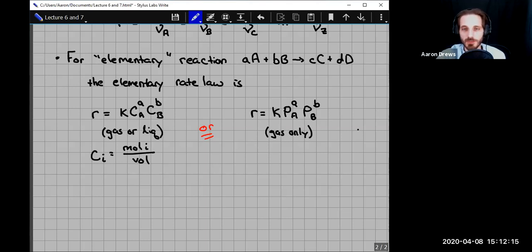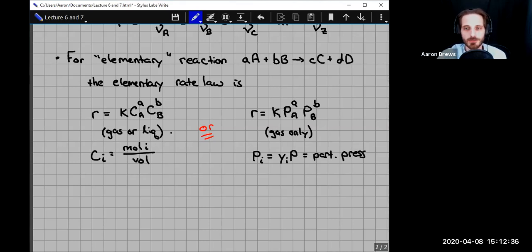But a lot of gas phase reaction rate laws are written in terms of partial pressures because it's very easy to measure. And so here, the P sub i that we're dealing with is the partial pressure defined as y sub i times P. So this is the same partial pressure that you would have dealt with in 102.